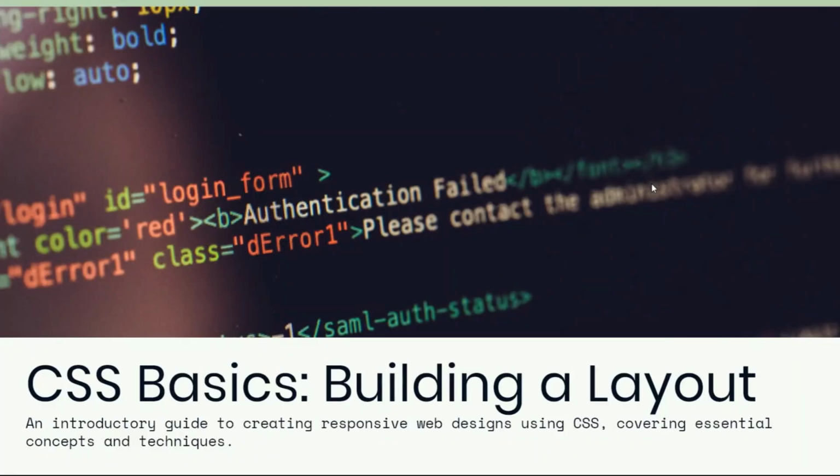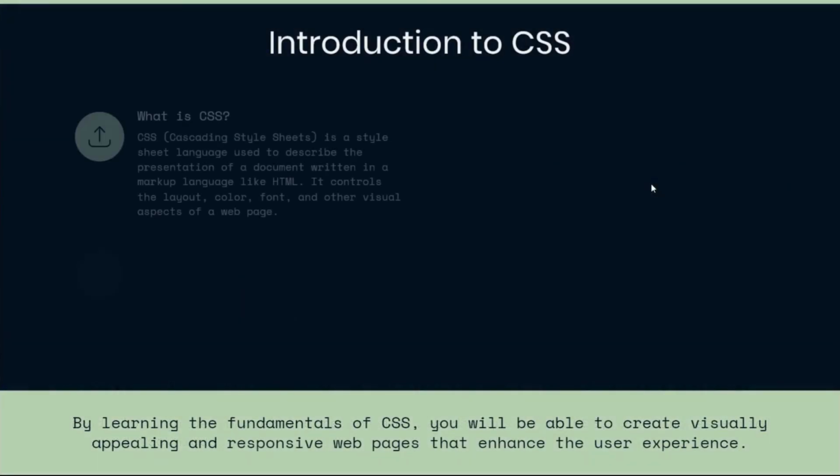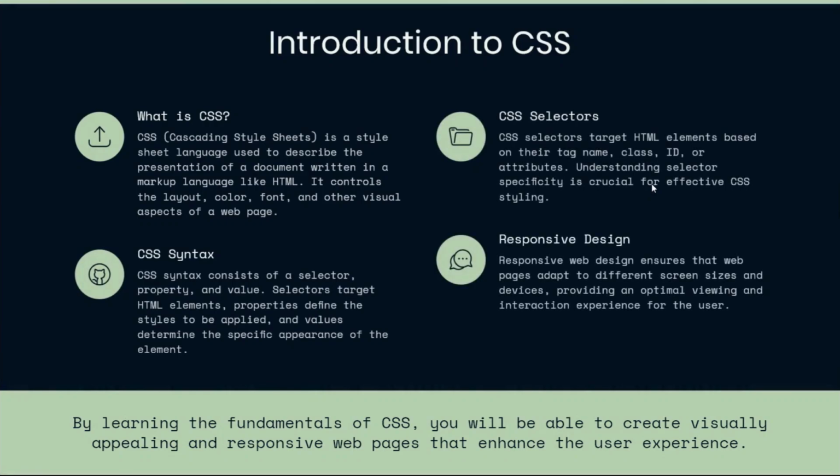Next module, we're going to talk about CSS basics and applying CSS to building our layout out. CSS is cascading style sheet. It's a style sheet language that we use to describe and code our presentation of our document. We have the HTML markup. Now we can take control of those elements and control the visual aspect of it.